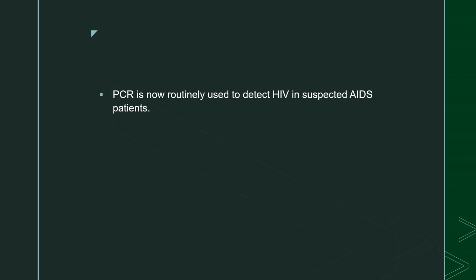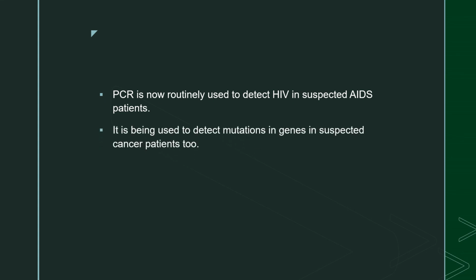PCR is now routinely used to detect HIV in suspected AIDS patients. It is being used to detect mutations in genes in suspected cancer patients too. It is a powerful technique to identify many other genetic disorders.